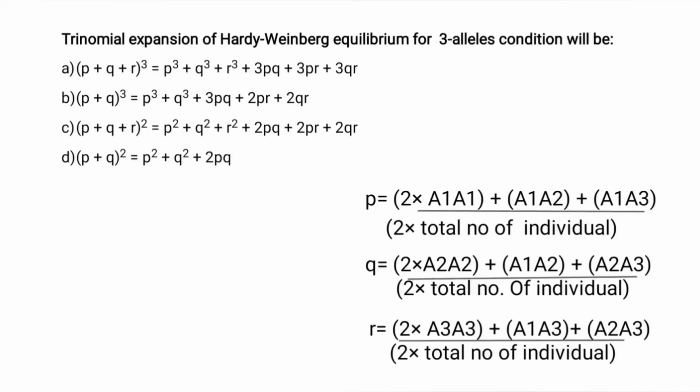Let P, Q and R represent the frequency of these alleles. And on the right side you can see how we can calculate P, Q and R for these respective alleles. The trinomial expansion for this equation then will become (P plus Q plus R) whole square, which will be equal to P square plus Q square plus R square plus 2PQ plus 2PR plus 2QR. So our correct option will be option C.